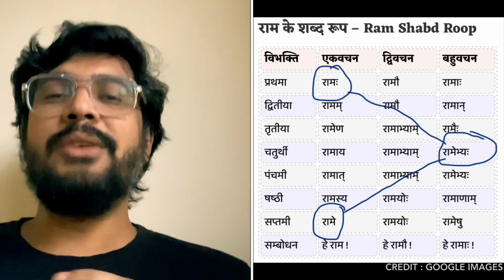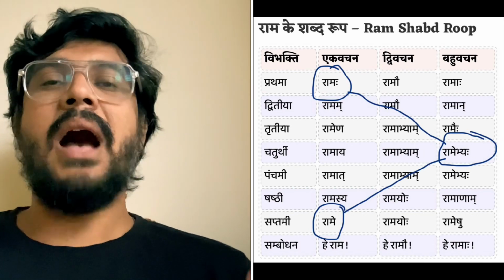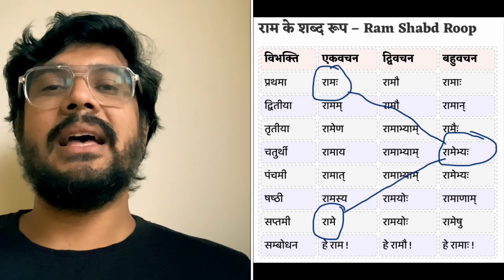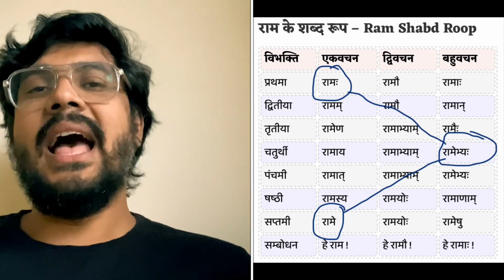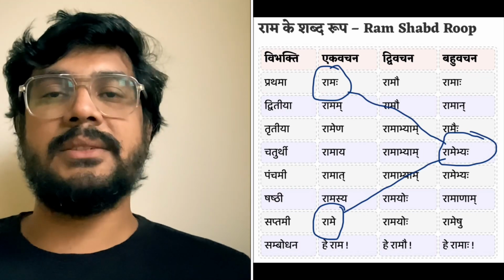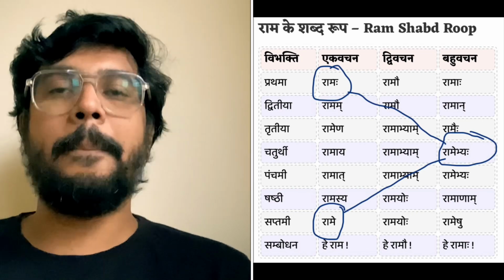I'll give you this Sanskrit example, where we used to have the Rama Shabda Kosha. We used to remember this: Ramaha, Ramau, Ramaha. Can you see this particular picture that I'm going to show on the screen? I've marked Ramaha, Ramebhyaha and Rame, and then I have drawn a line connecting these three words. It looks like an inverted K without the straight line, right?